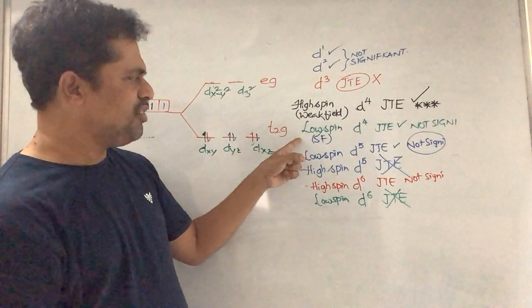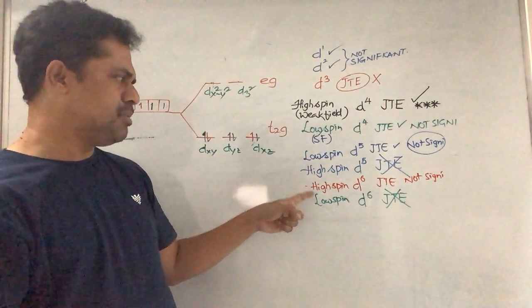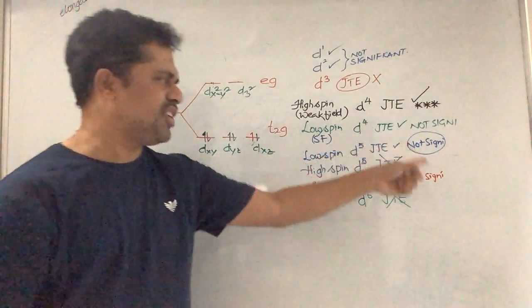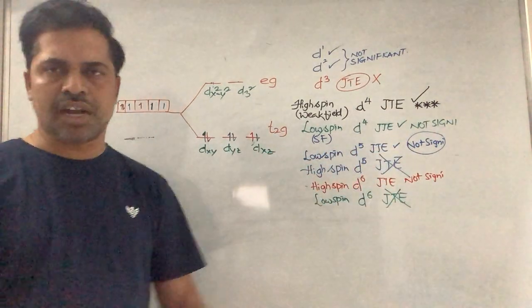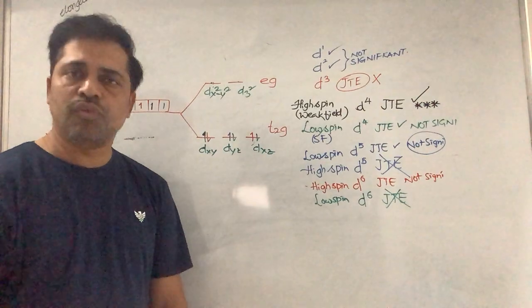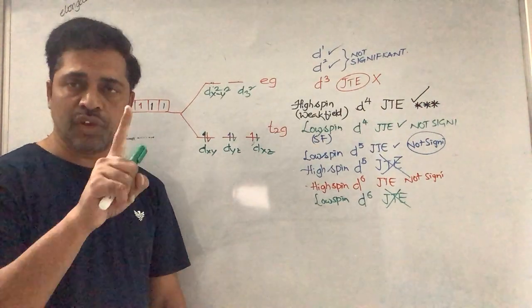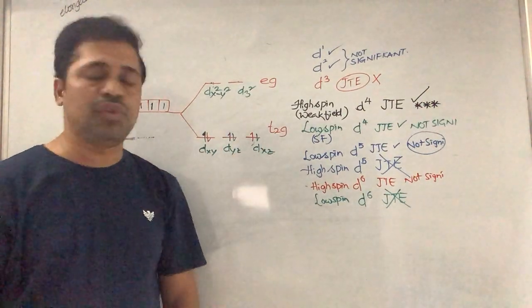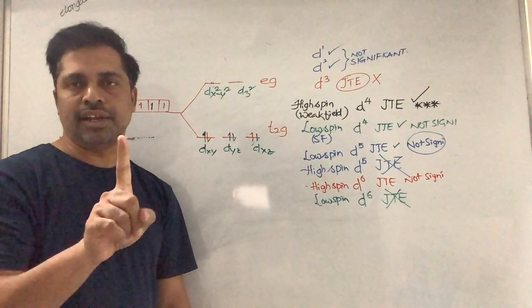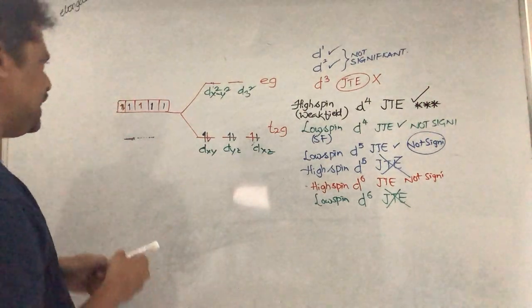The remaining are not significant, not possible. In these two cases, not possible. So till now, whatever we have discussed up to d6, only one is important, that is d4 high spin. Only one. Okay. Next, d7.